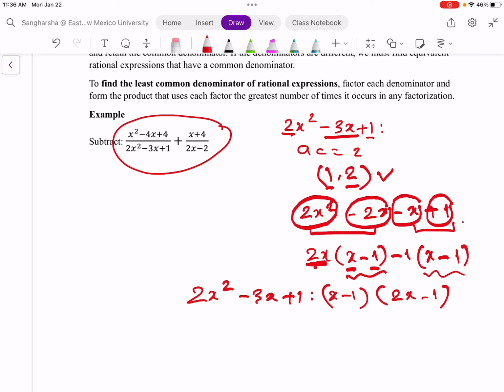And the next denominator is 2x minus 2. So this is an easy one. We have 2 as a common factor, and 2x divided by 2 is x. Negative 2 divided by 2 is negative 1. Our target is finding the common denominator.